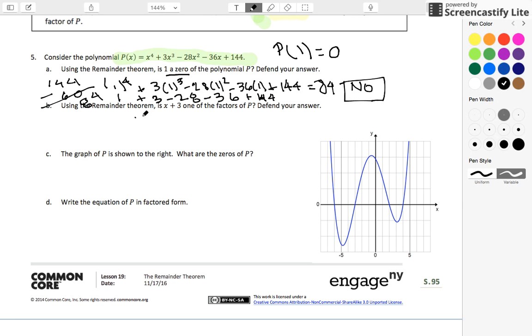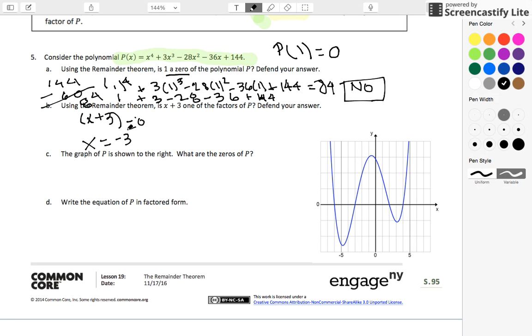Then moving on to the next question. It says, using the remainder theorem, is x plus 3 one of the factors of p? Defend your answer. This is where we talked in class about x plus 3. In order to determine whether it is a factor, I need to set this into its zero form. So I set this equal to 0, and I get x equals -3.